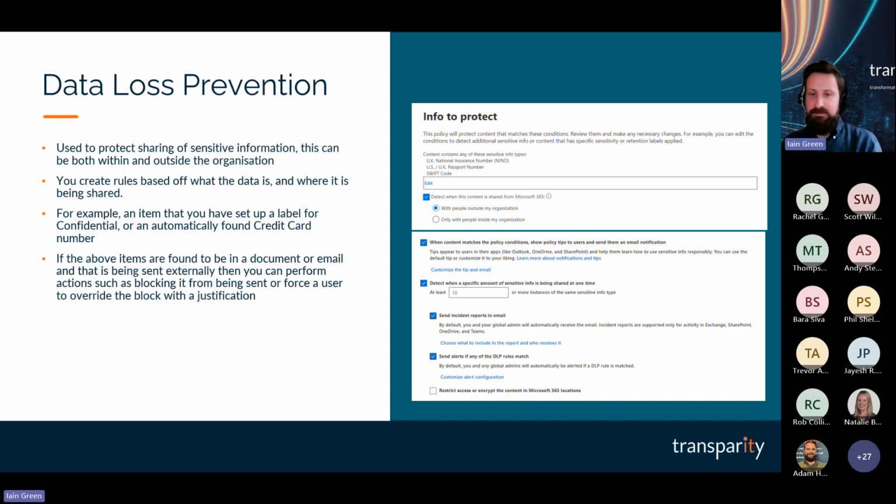I'd say it's the most commonly used, and probably the one that takes the quickest to set up, but it takes the longest to plan out, and really requires you to have done quite a lot of work in terms of the sensitive info types that we spoke about earlier.